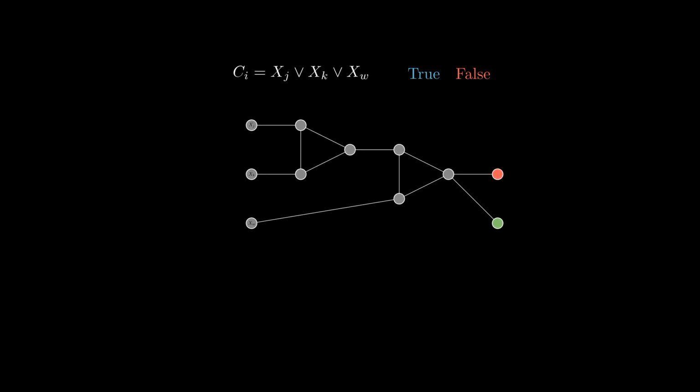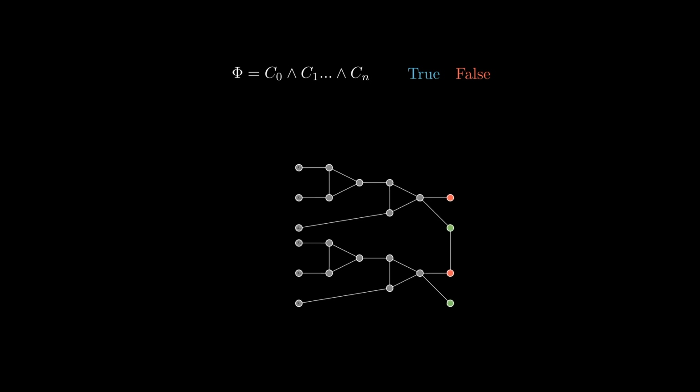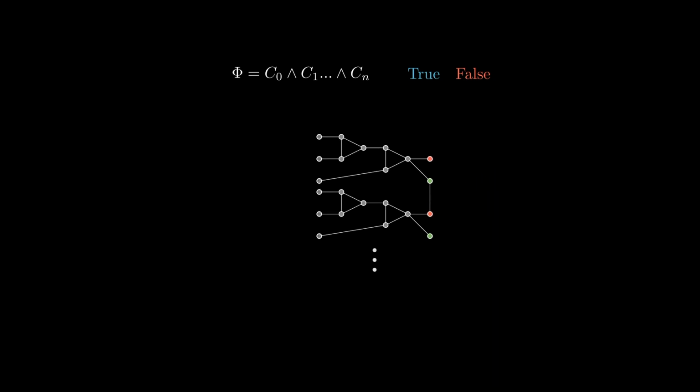Now, let's say we have 2 clauses. Well, we can connect them as follows, right? And then furthermore, let's say we have n clauses, right? Then we can follow this idea through, and we can create even a bigger graph.